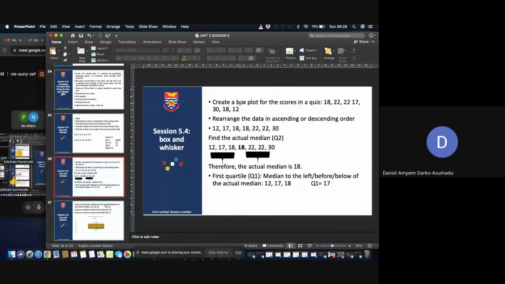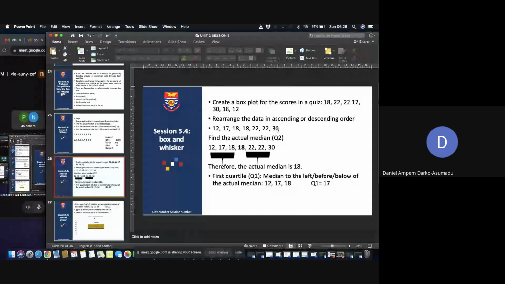So that is how we find those values. Now let's try another example, so we can know what we are looking for. Create a box plot for the scores in a quiz: 18, 22, 22, 17, 30, 18, and 12. The first thing you need to do is rearrange it in ascending or descending order. So you rearrange it, starting from the lowest: 12, 17, 18, 18, 22, 22, and 30.